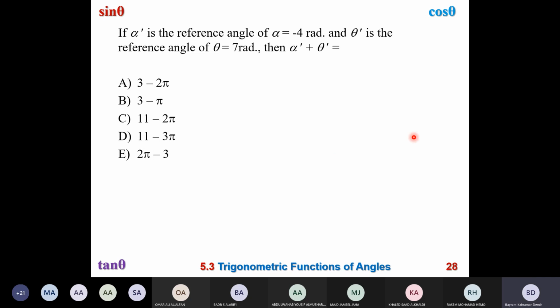Well, let's solve maybe this one, or maybe let's stop here, inshallah, and we'll continue from this page, inshallah.